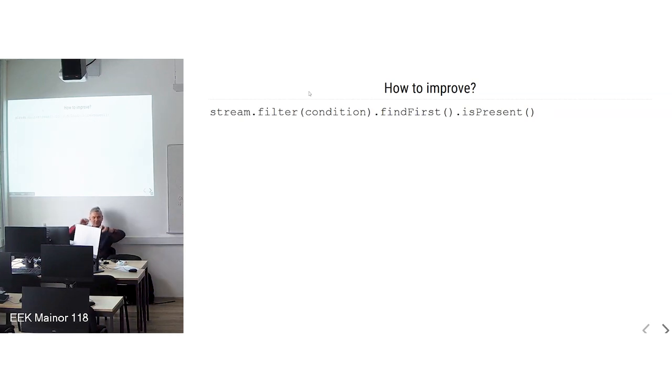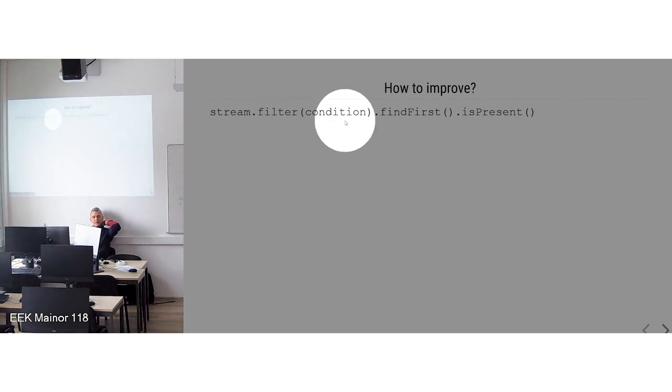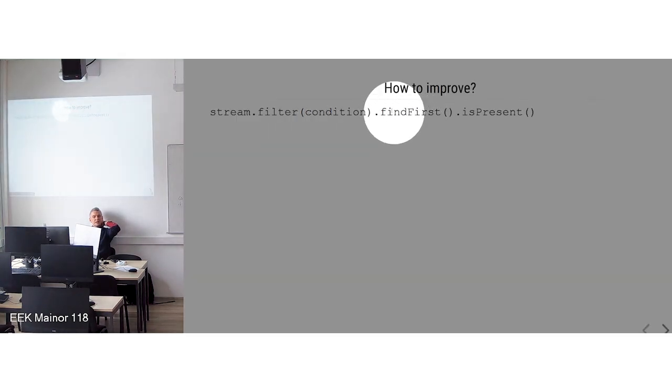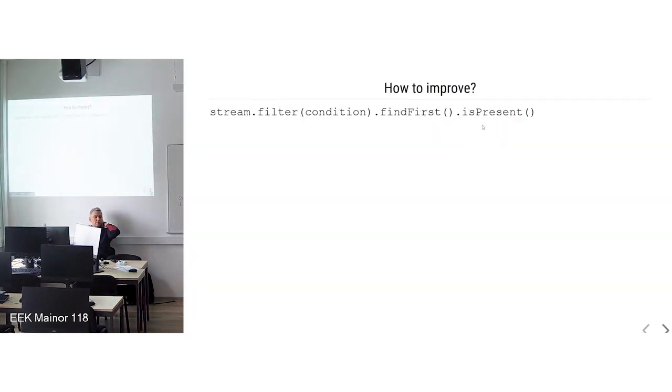Okay. How to improve this one? Make sure if there's a first element in the stream. I think the condition is met on any element. So it's actually looking if it has elements that satisfy this condition. And so what does it do? It just filters elements based on a condition, right? Then it finds the first one, and we are checking if it's present. But in the end, we are going to get a boolean value, just true or false, just yes or no, if it's present or not present.